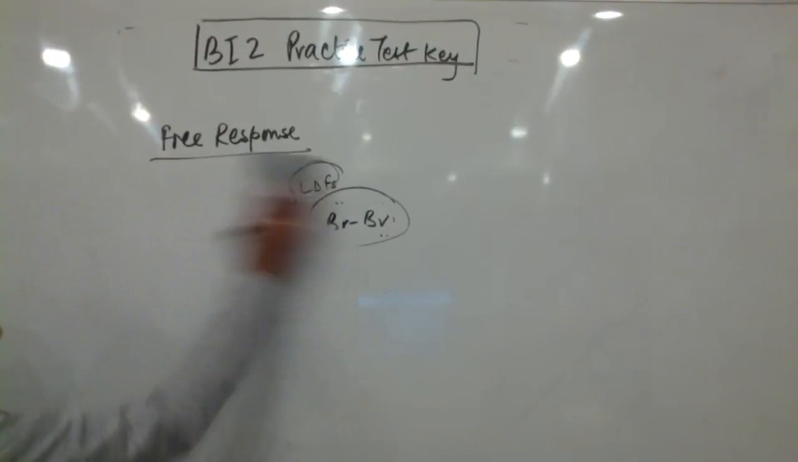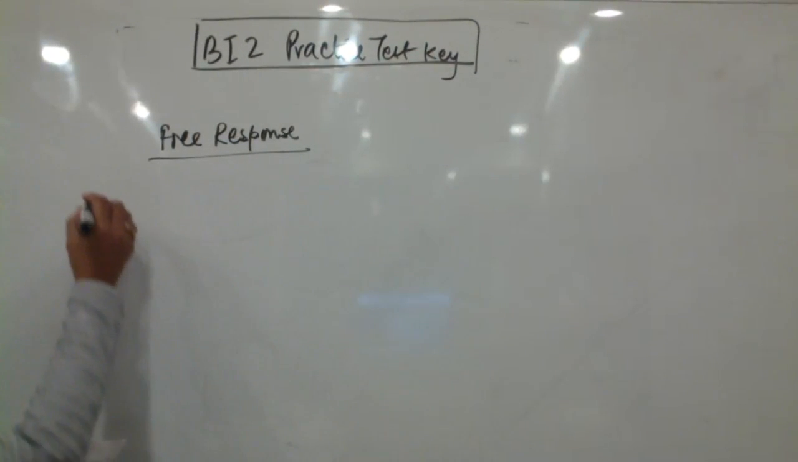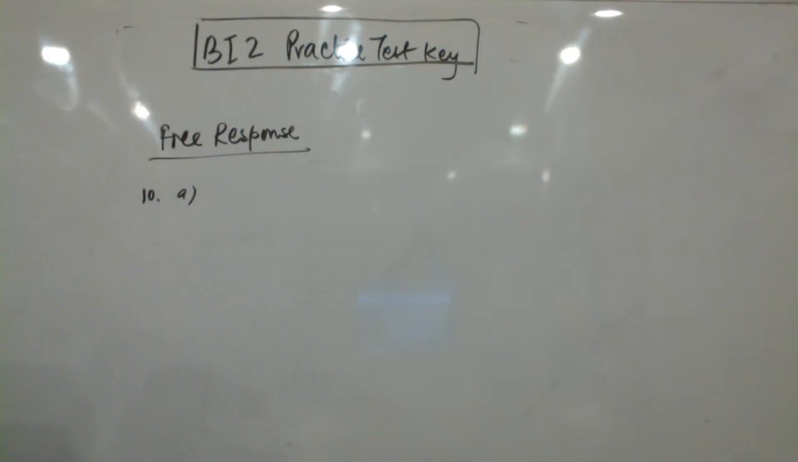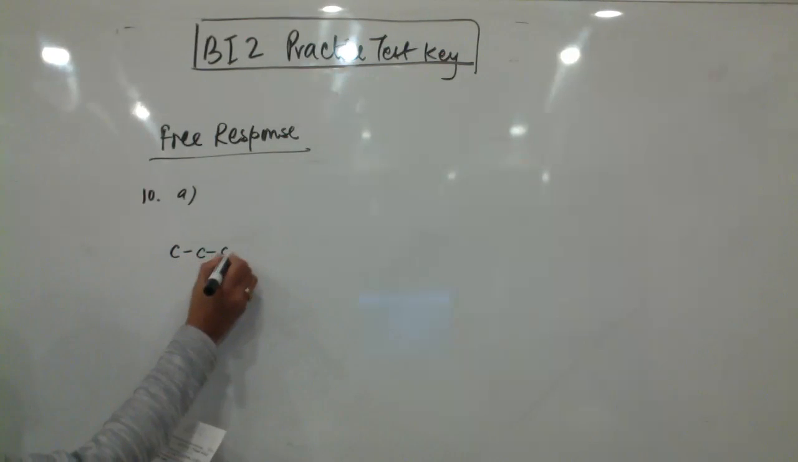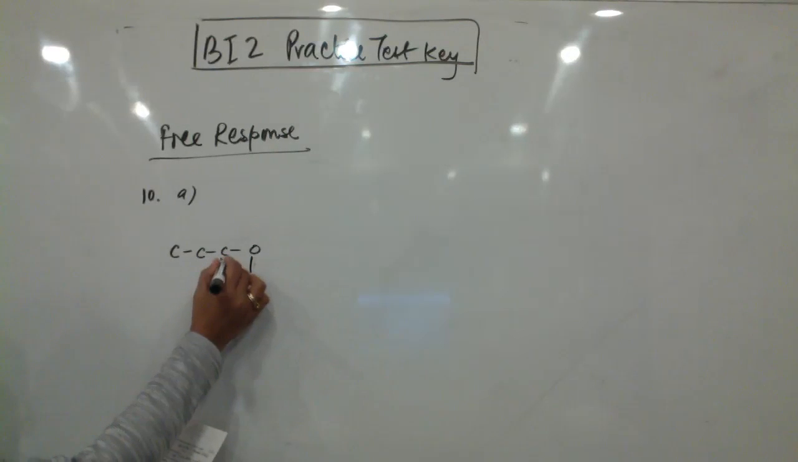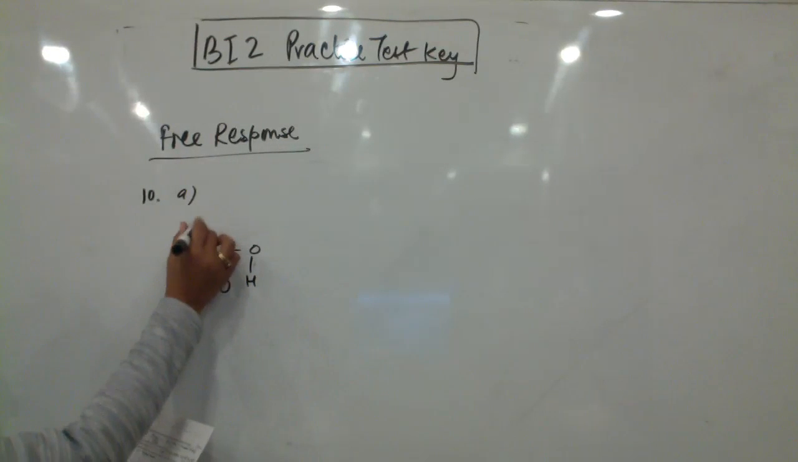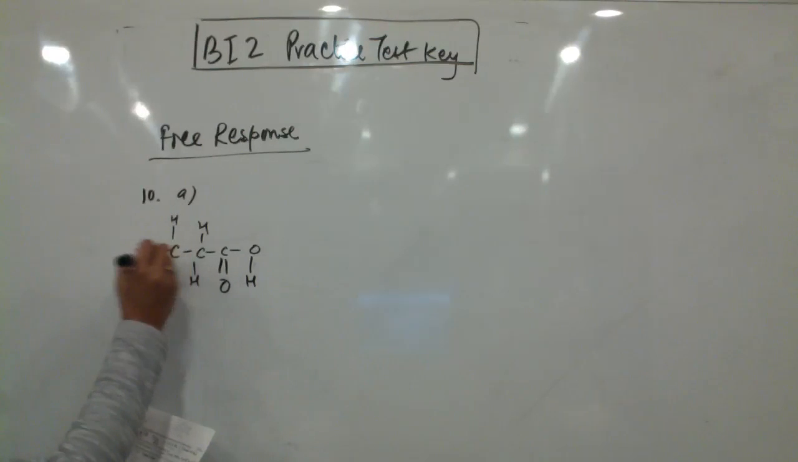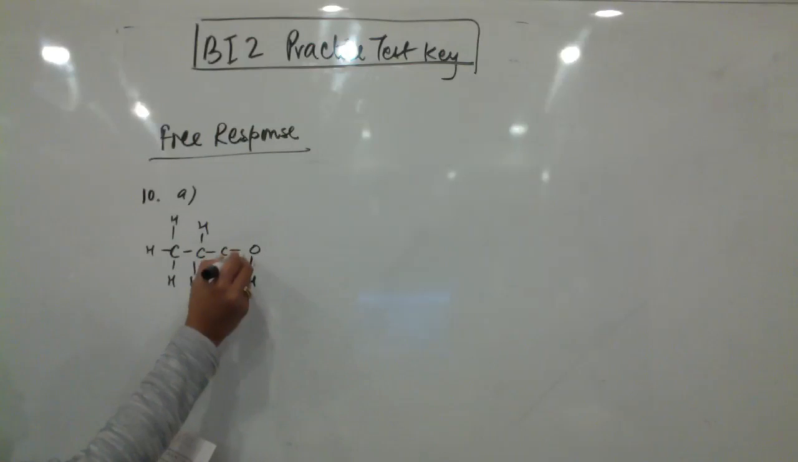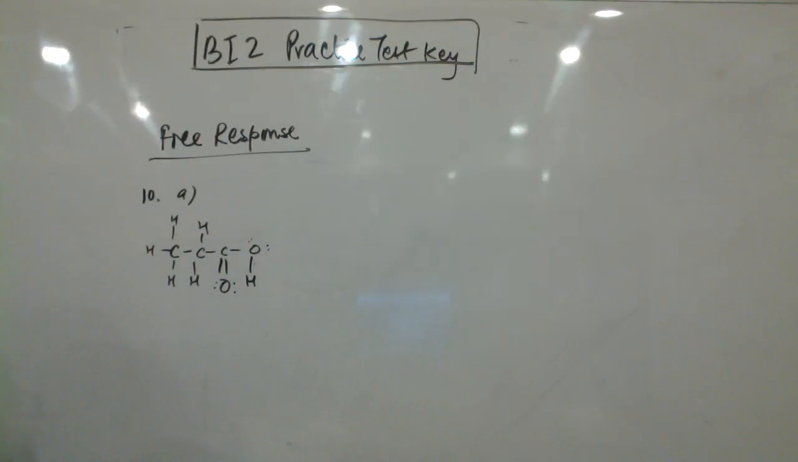Question number 10. 10A says, using VSEPR theory to predict hybridization, so look at the pictures here. There is propanoic acid, C, C, C, O, H, double bond O, H. So 1, 2, 3, 4, 5, 6, 7, 8, complete octet. Guys, always watch for octet completion.